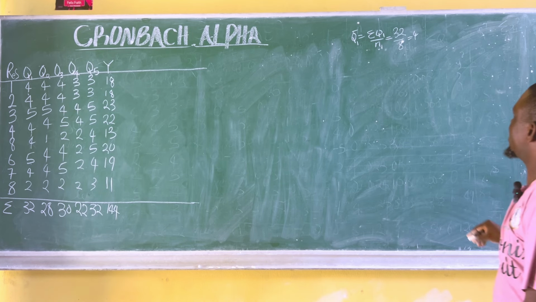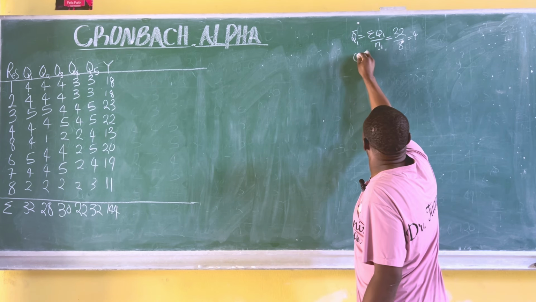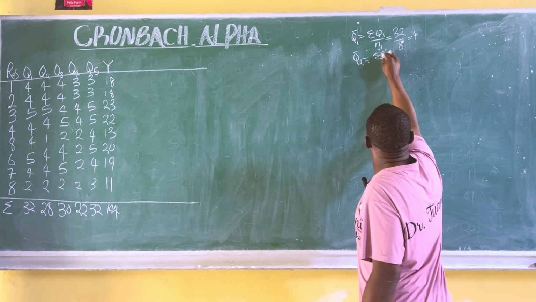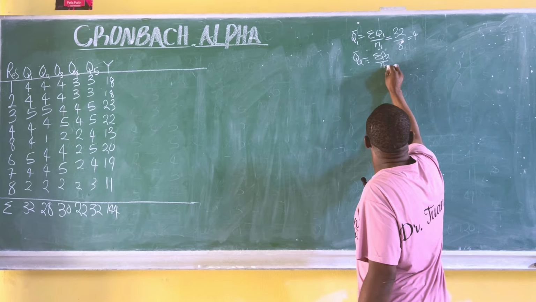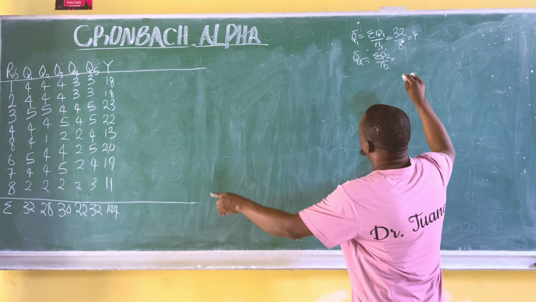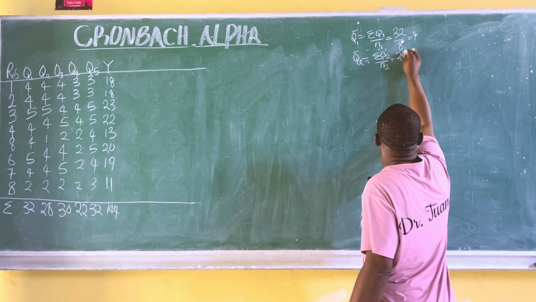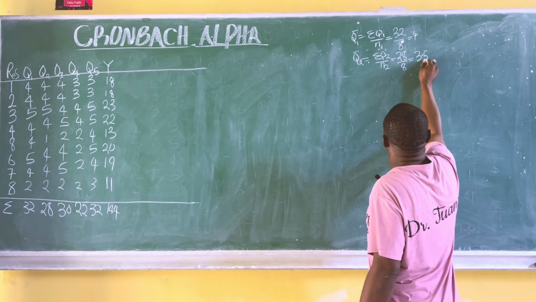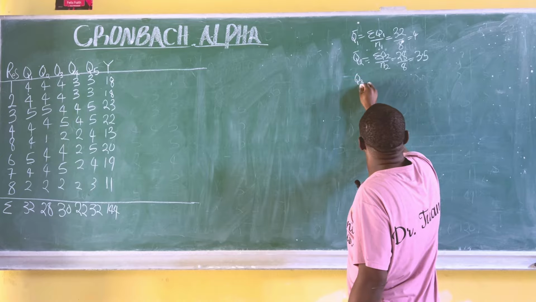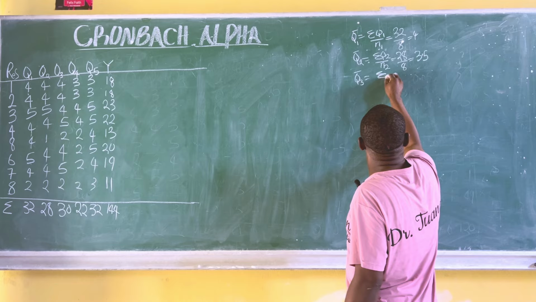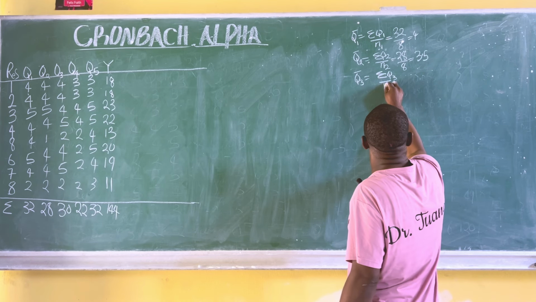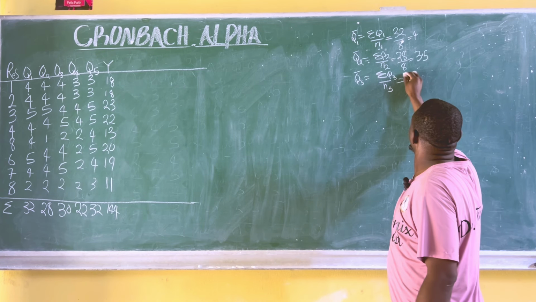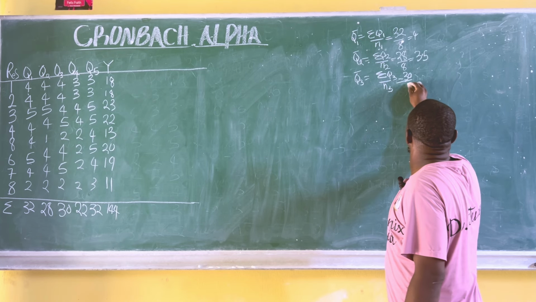Okay. Now the next will be our Q2 bar, which will be equal to summation of Q2 all over N2. The sum of Q2 is 28, so we have 28 all over 8. That will be 3.5. So the next is Q3 bar, which will be summation of Q3 all over N3. And our sum of Q3 is 30, so we have 30 all over 8.